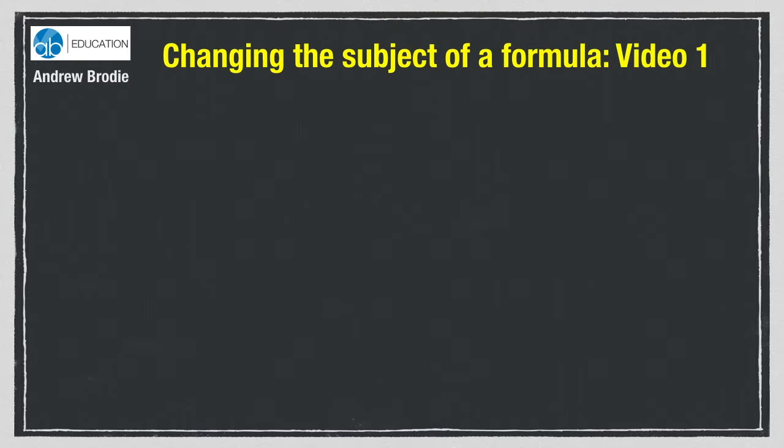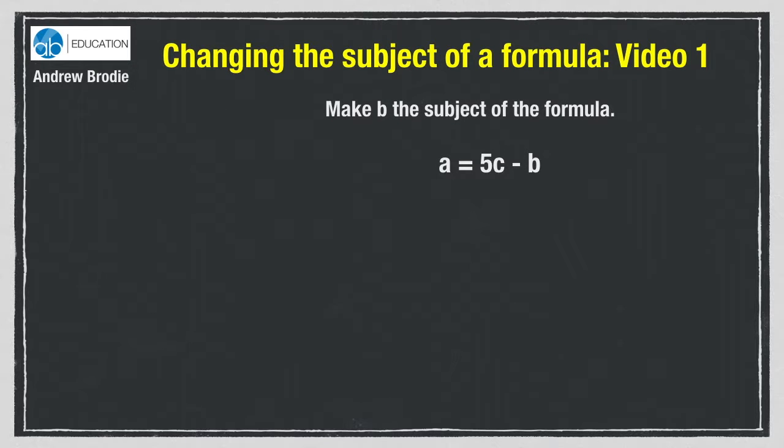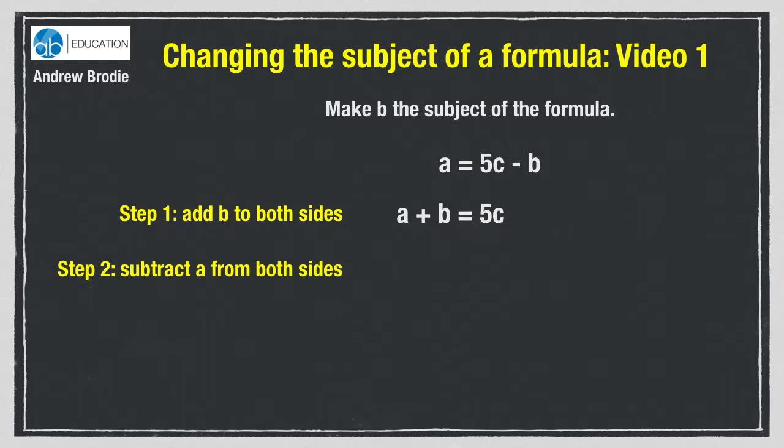Notice with this formula that we have a negative B. The formula says A equals 5C minus B, so instead of swapping sides, we add B to both sides. Now on the left we have A plus B, and on the right we just have 5C. We have added B to remove the minus B. Now all we have to do is subtract A from both sides. B equals 5C minus A.